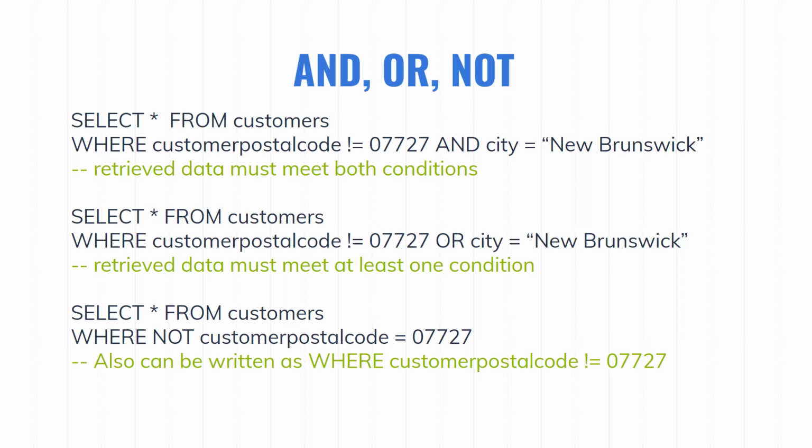And the last one is just another way you can write does not equal, and you could use where not. In this case, we're selecting all of the customers where not customer postal code equals 07727, and it's the same as putting the exclamation point with the equal sign.